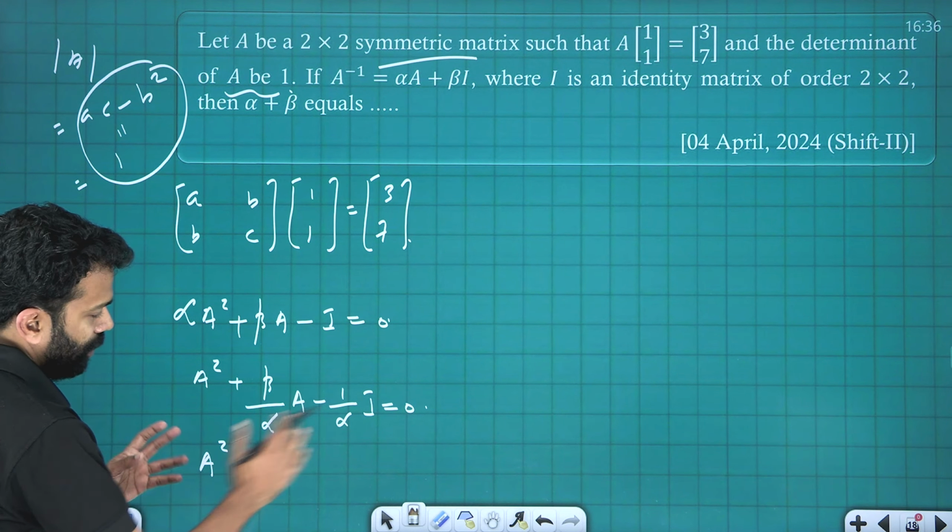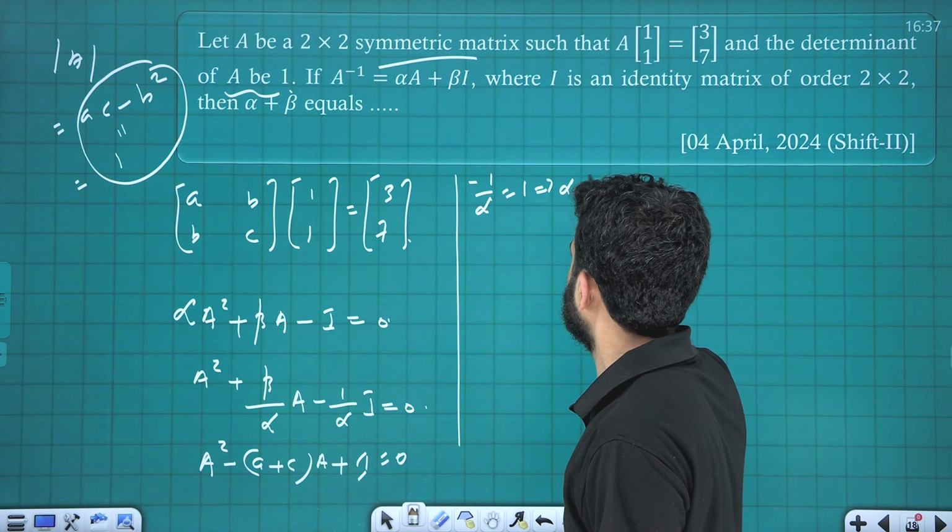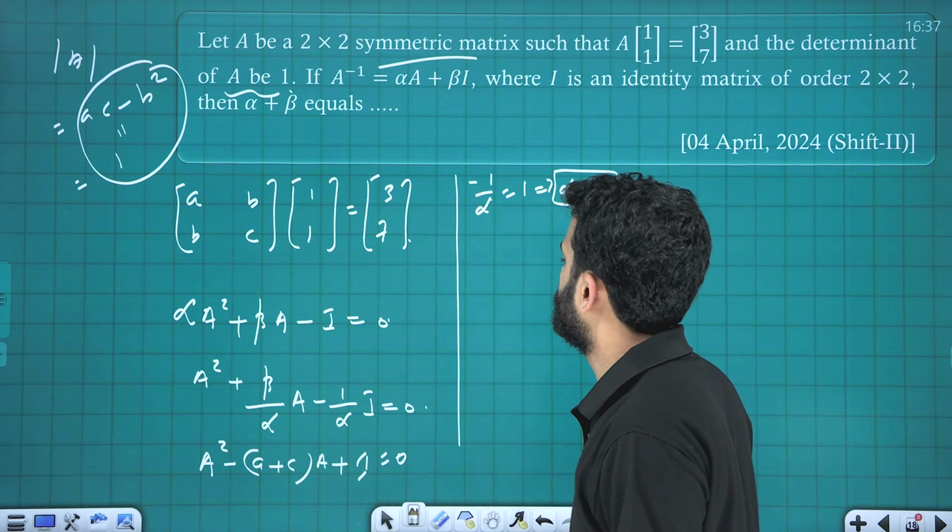Compare the coefficient of I, you will get alpha easily. Therefore, what is alpha? Minus 1 by alpha is equal to 1 implies alpha is equal to minus 1. Now you got that.